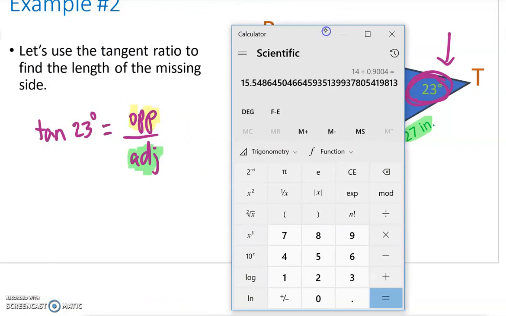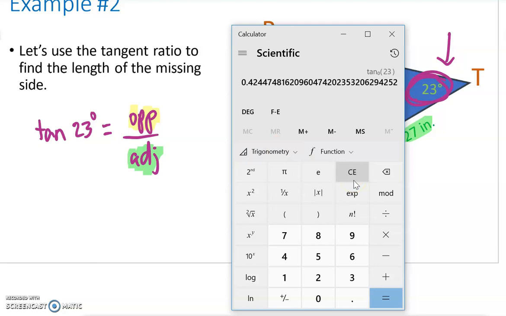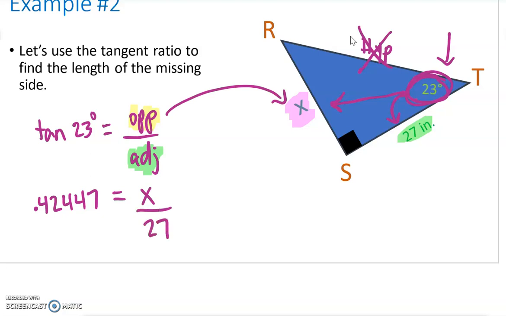So now we're going to punch this in our calculator, make sure that we are in degree mode. So let's hit 23, and then we'll hit the tangent ratio button. And that's going to give us a decimal ratio. 5 decimal spots when you do this. So we're going to say 0.42447, and that's equal to the opposite side, which is x, over the adjacent side, which is 27. I used the wrong color there.